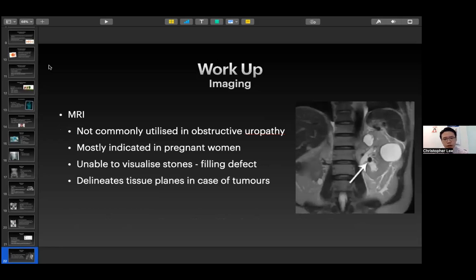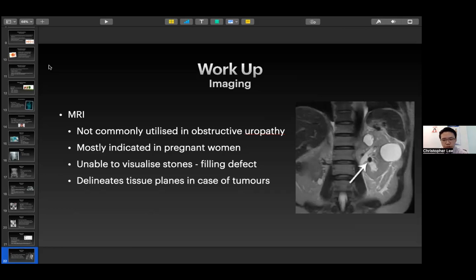Right, MRI is of course a very expensive scan. It's no radiation, but it also requires contrast. Yeah, it's not commonly utilized in obstructive uropathy because we can get all the information we need from CT scans and other forms of imaging. Most of the time it's indicated only in pregnant women that cannot have any radiation. But even in MRI, we're unable to visualize stones where they only appear as filling defect, as you can see in the picture on the right.